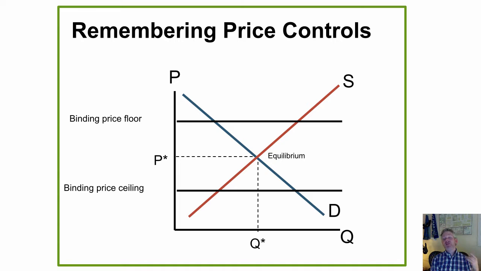A binding price floor would say the price cannot go below this amount, and so the binding price floor needs to be above the equilibrium. People often get this confused when they just try to memorize it, because notice the binding price floor is above the equilibrium, the binding price ceiling is below, but that's because that's where they constrain. The floor only constrains you if you're trying to go below it. The ceiling only constrains you if you're trying to go above it, all right?